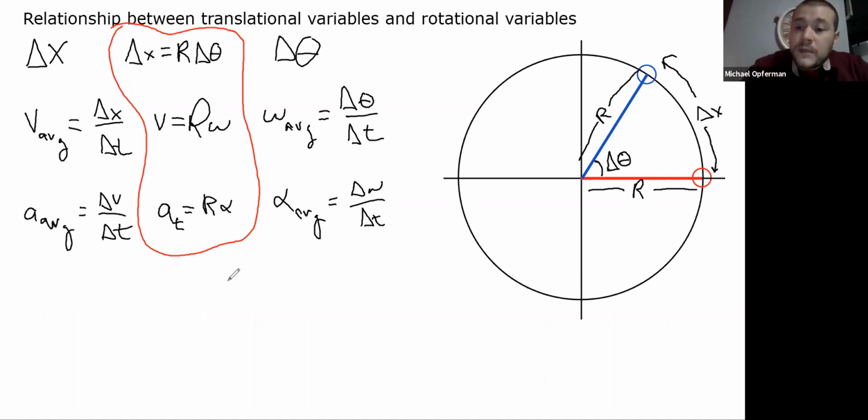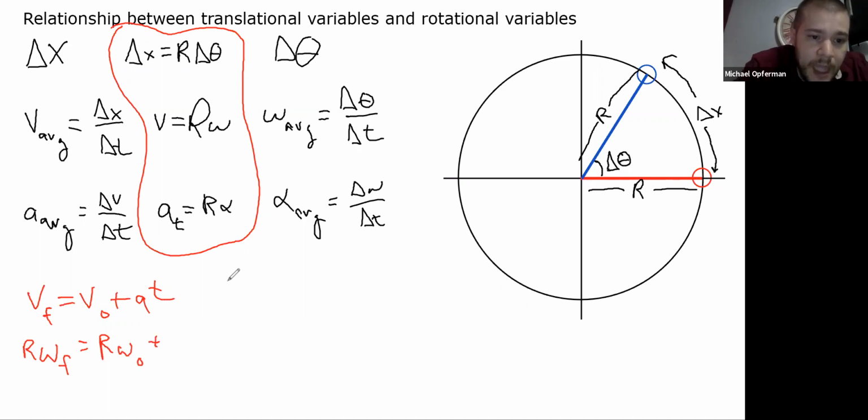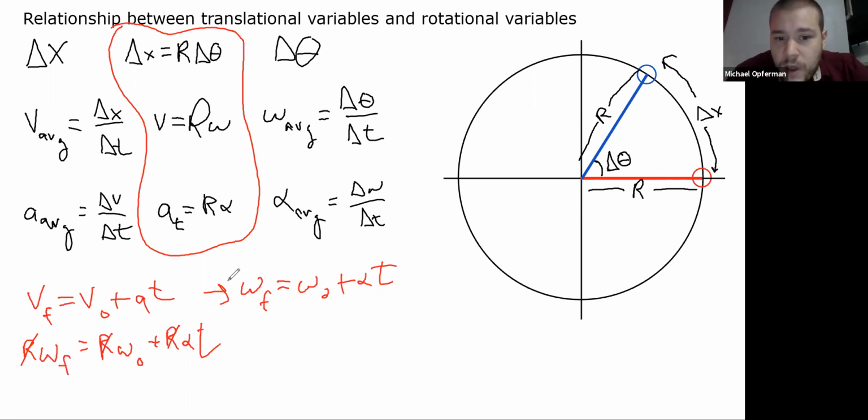For example, kinematic equations is a great example. Let's say you have a kinematic equation like, let's just pick a simple one, VF equals VO plus AT. If we plug in these relationships here, so VF is R times omega F, and VO is R times omega O, and A is R times alpha, because by A there, we really just mean the tangential acceleration. All these factors of R cancel out, and we end up getting that the exact same equation holds for rotational variables as the equation for linear variables.